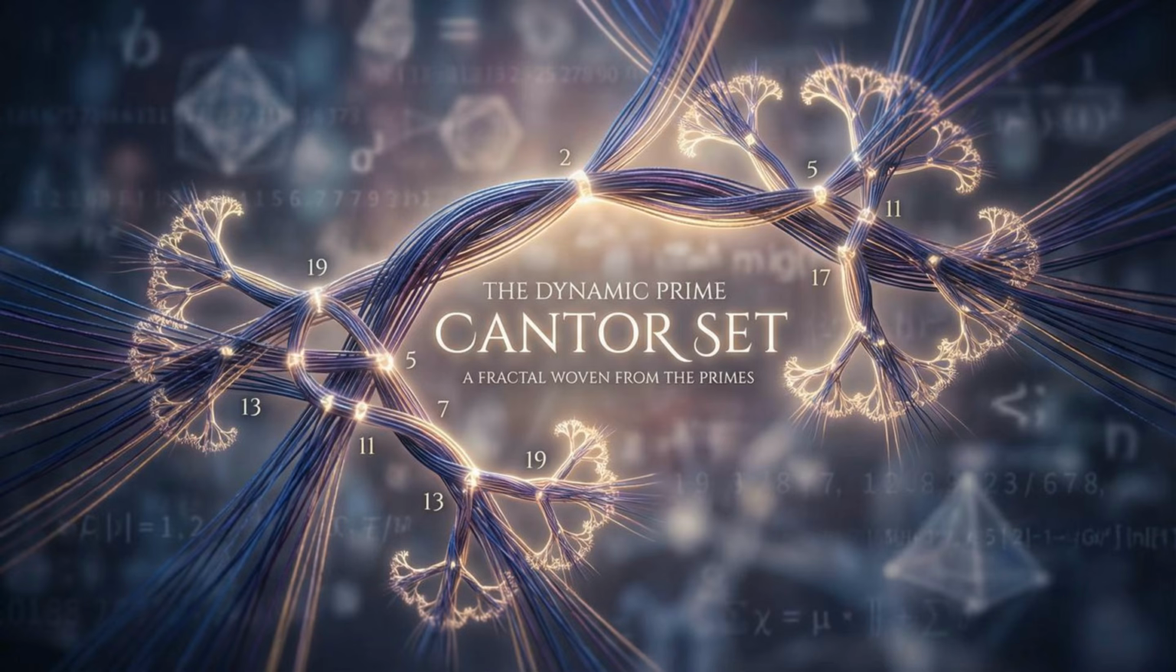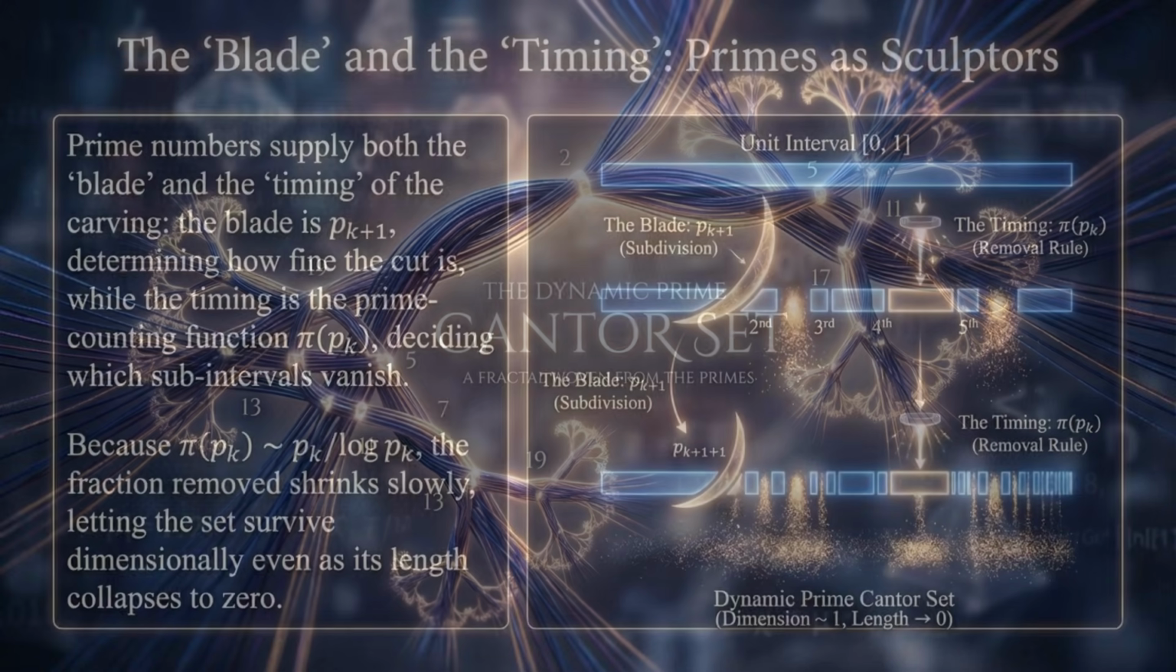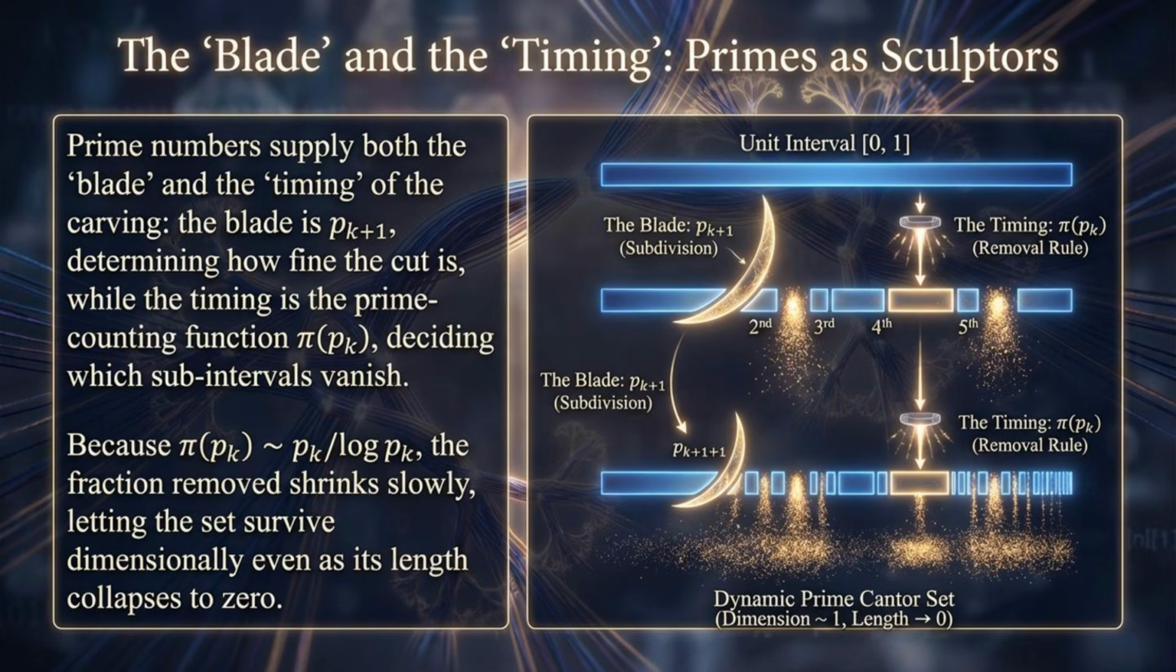Welcome to this video on the dynamic Prime Cantor Set, a fractal structure intricately woven from the properties of prime numbers. Prime numbers act as both the blade and the timing for carving this set. The blade, $p_k + 1$, determines the subdivision, and the timing, $p_k$, defines which subintervals are removed.